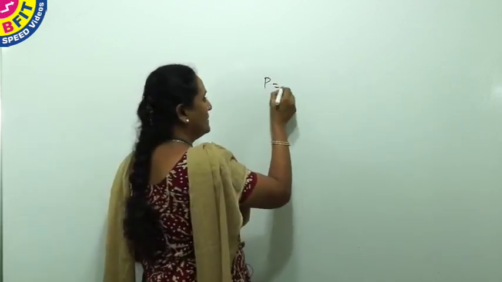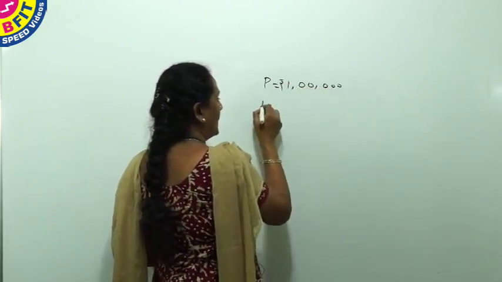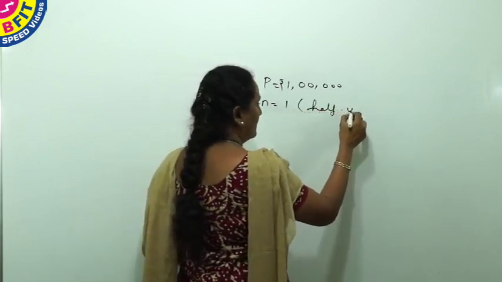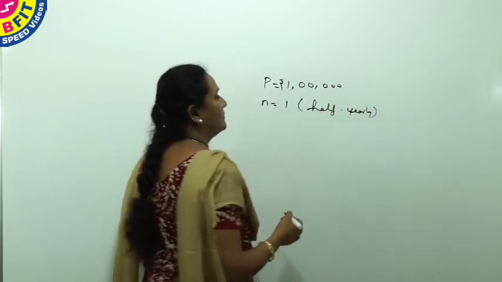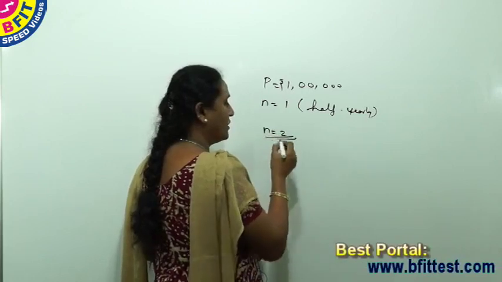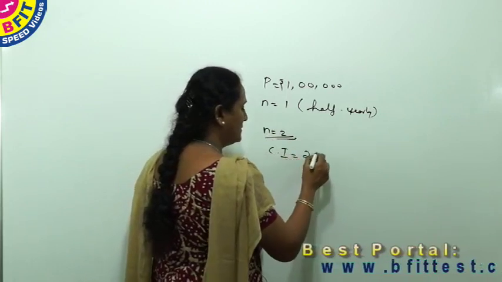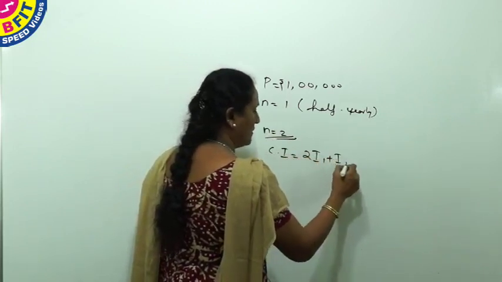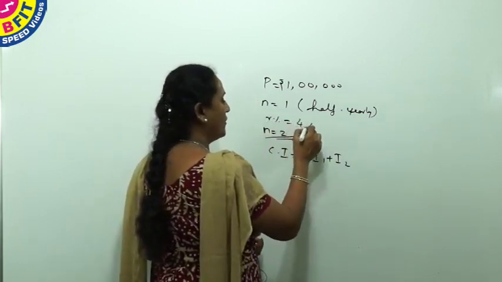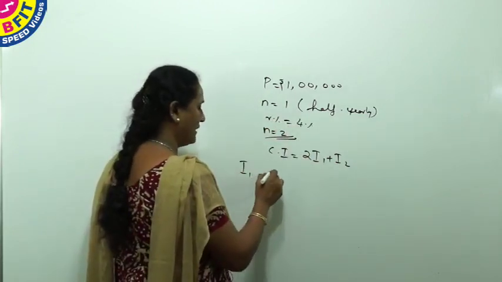So here the principal is 1 lakh. The number of years is 1 but half yearly, so we can use the same n equal to 2 concept because twice we will calculate the interest. So CI for these 2 periods is 2I1 plus I2. And what is the rate percent? The rate percent here is half of 8, that is 4%. Now we will calculate I1 and I2.